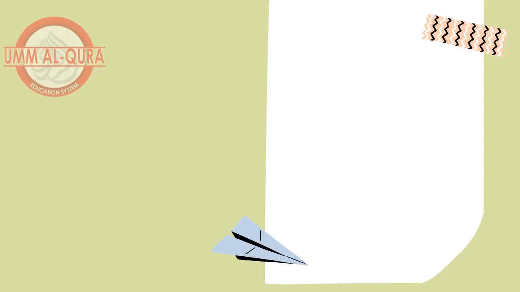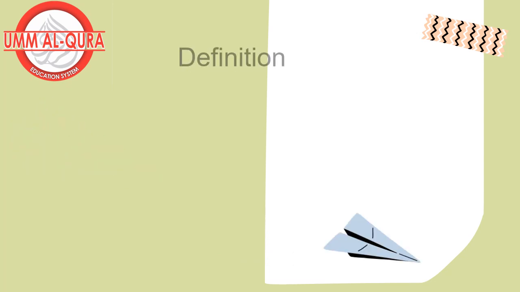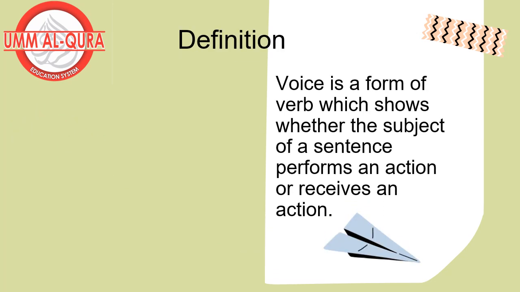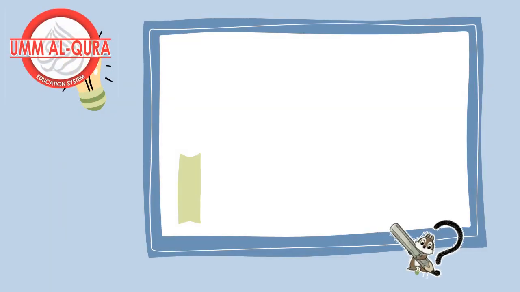First of all, we will learn about the definition of voices. Voice is a form of verb which shows whether the subject of a sentence performs an action or receives an action. It is all about the subject. Is it performing an action or is it receiving an action? I will explain it later. So first we will understand how to make past indefinite active voice passive voice.